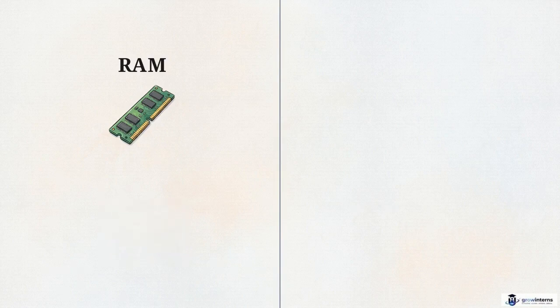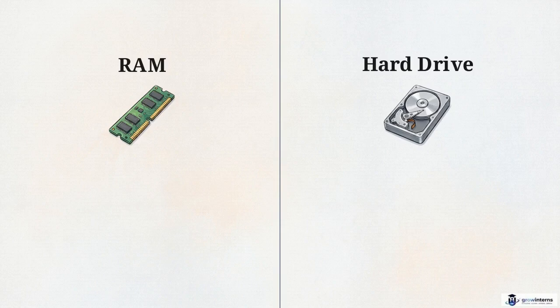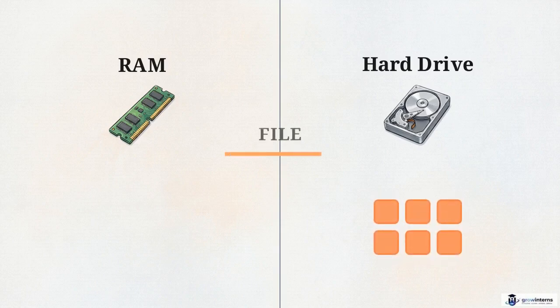On the right is your hard drive. Data written here stays here permanently. To save your program's work, we need a way to send data from the left to the right. That delivery mechanism is the file pointer.